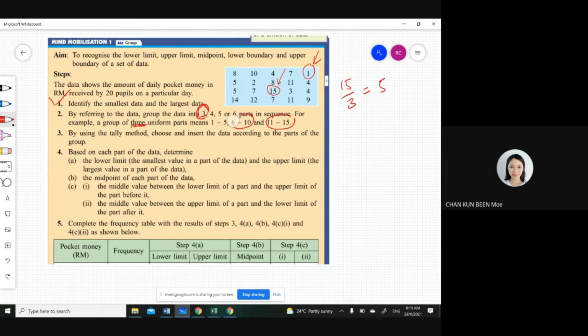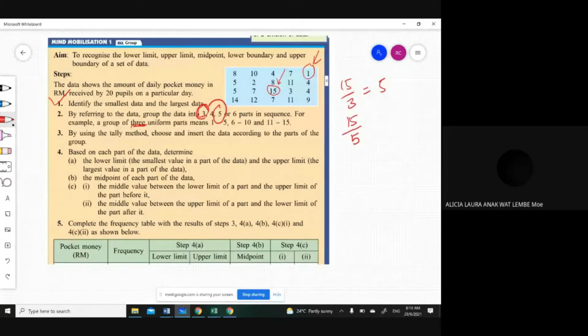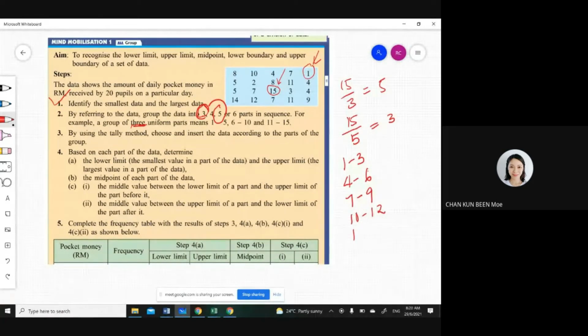Okay, how about if I want you to group it into 5 classes? Can you tell me what will be the range of the class? 3. 3, very good. How do you get the 3? Because you use 15 divided by 5, you get 3, right? So the first class will be 1 to 3. The second class will be 4 to 6. The third one will be 7 to 9, followed by 10 to 12, and then 13 to 15. So you see, your minimum value and the maximum value are all included.